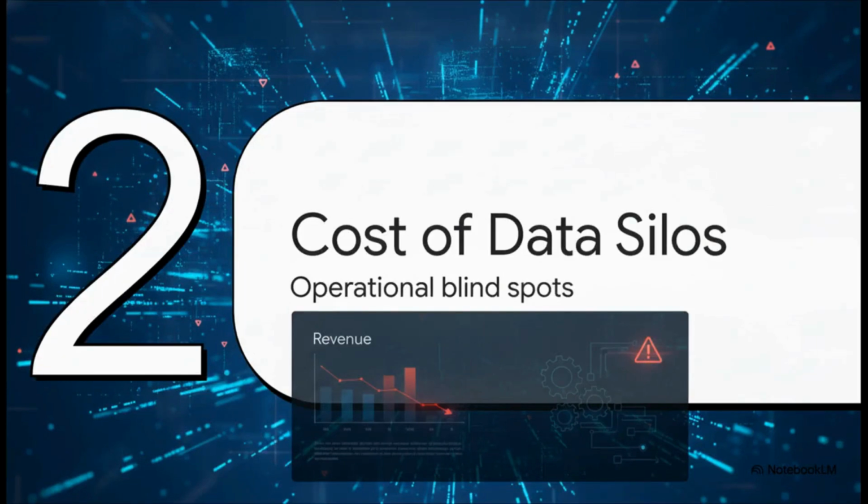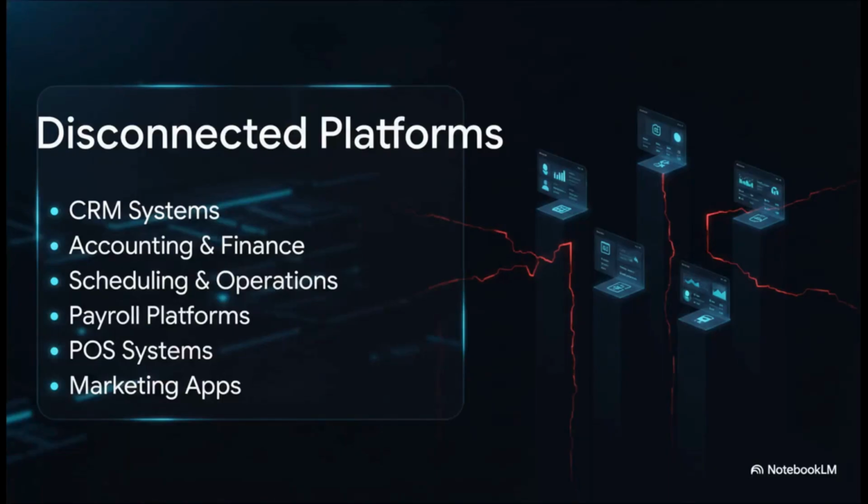Which brings us to Section 2, the cost of data silos. Let's talk about operational blind spots. So what are these silos actually impacting? Pretty much everything. We're talking CRM systems, accounting and finance, scheduling, payroll, point of sale, marketing apps, the whole shebang.